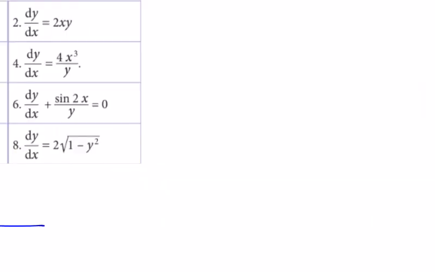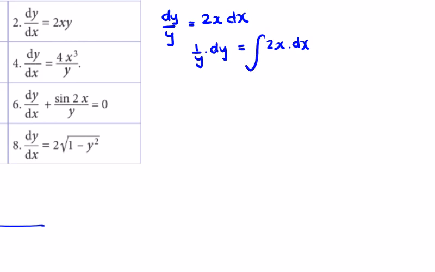Number 2, if we divide by y, we get dy over y is equal to 2x dx. You can see when you do a few of these, you can start doing them in quicker steps. 1 over y dy equals 2x dx, I'm leaving room for the integral. So we're going to get log of y to the base e, or the natural log of y, is equal to 2x squared over 2, just x squared, plus c. So we're going to get y is equal to e to the power of x squared plus c.